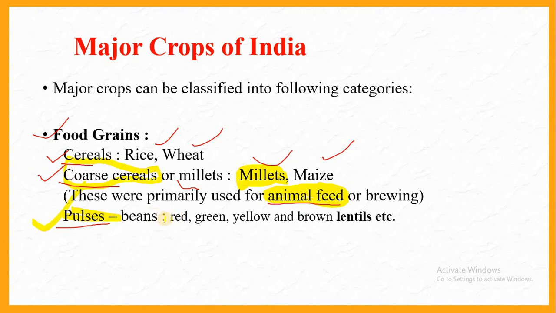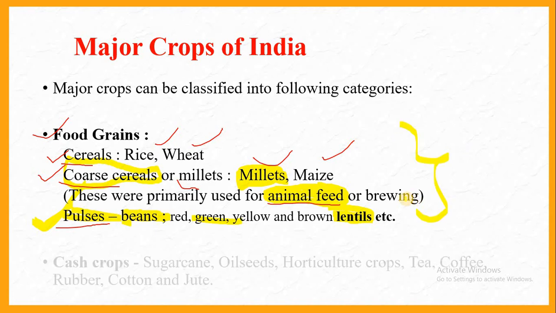pulses. What are the different examples for pulses? Lentils, or in Hindi it is called dal, isn't it? Moong dal, tur dal, or urad dal. They are also given based on colors: green, yellow, brown lentils. And beans also are another example. You all eat rajma curry. So rajma is an example of red bean. It is actually classified under pulses. So these are some of the food grains which are grown in India.